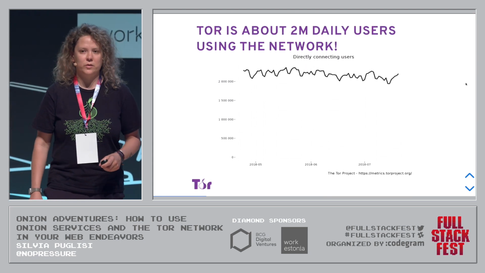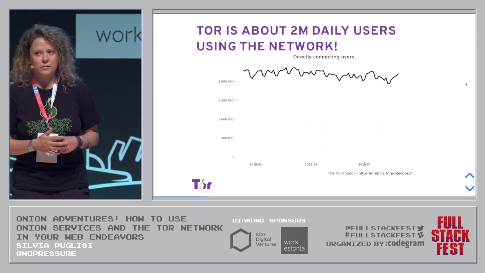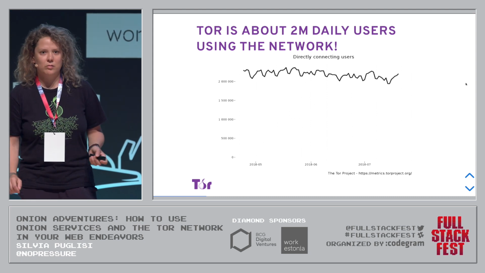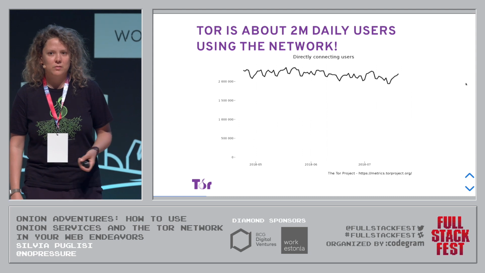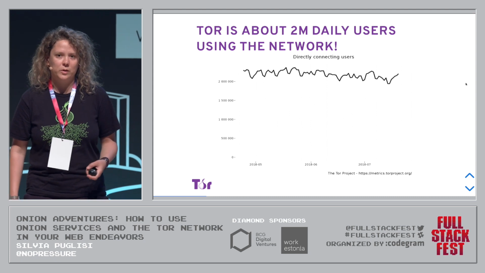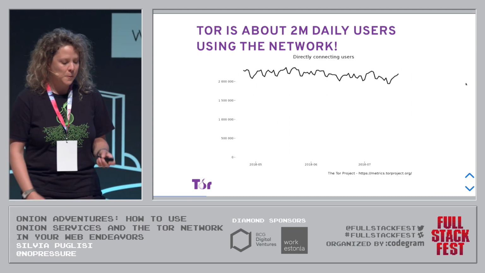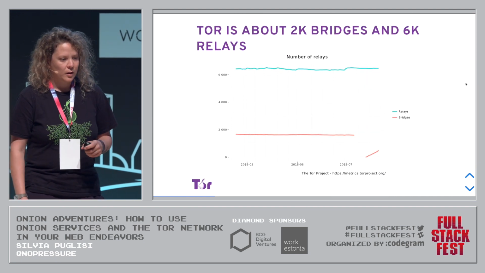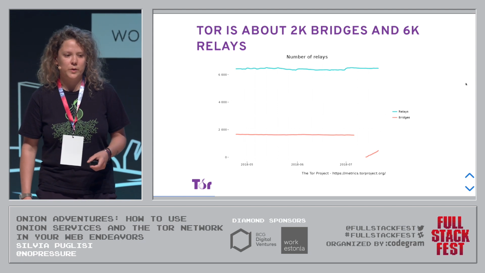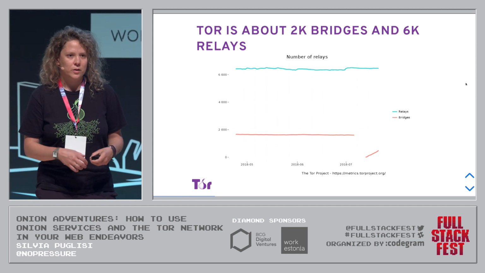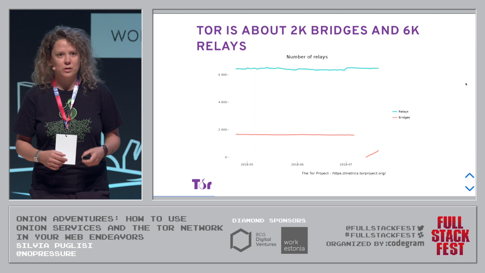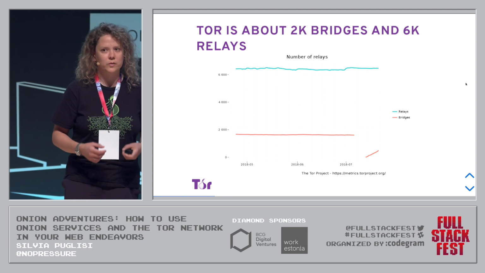So there are about 2 million daily users using the Tor network. And these people use the network for a bunch of different things that sometimes we don't even know. But the example that we always give is that one of the biggest services on the Tor network is actually Facebook, and it's used by people that couldn't reach Facebook otherwise. There are about 6,000 relays and 2,000 bridges. Relays are actually nodes in the network, and bridges are nodes that allow you to get into the network in case there is censorship in your country or things like this.